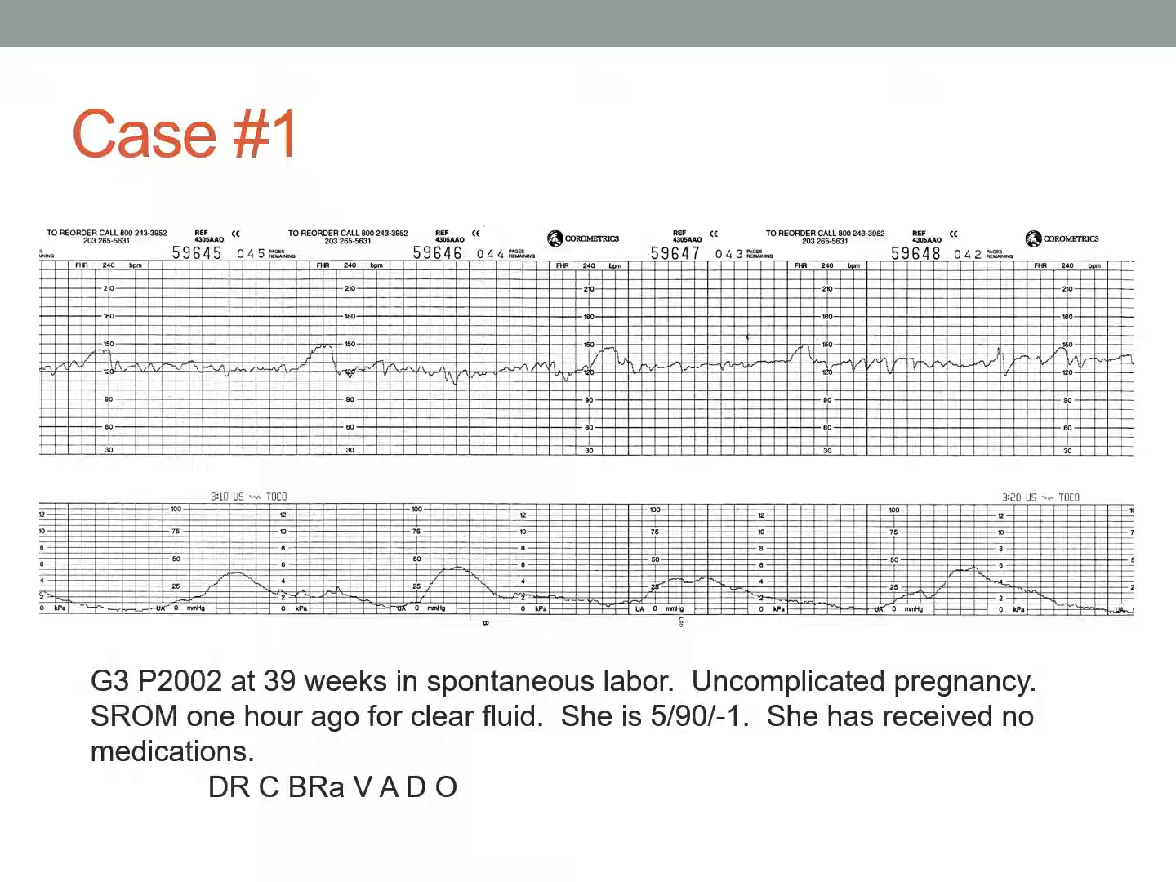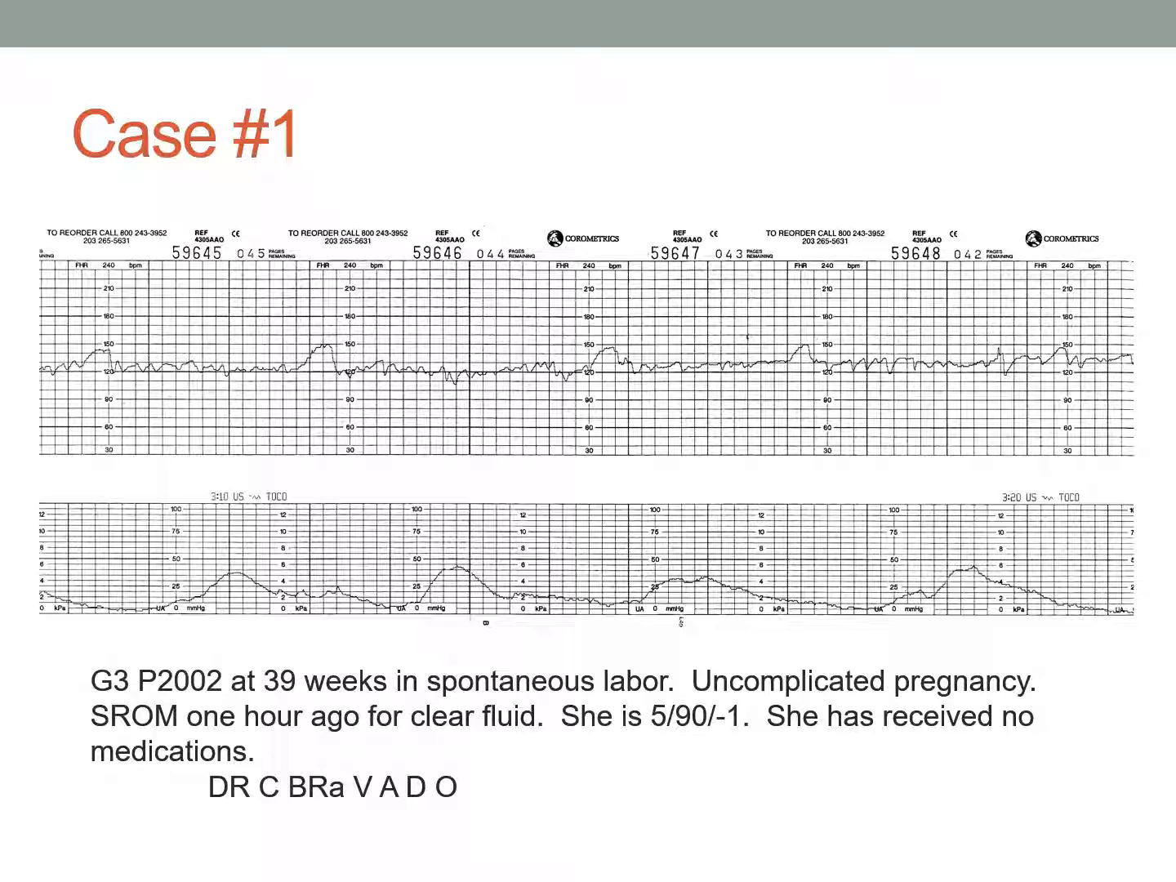G3P2002 at 39 weeks presents in spontaneous labor. She's had an uncomplicated pregnancy to this point, had spontaneous rupture of membranes 1 hour ago for clear fluid. She's 5 centimeters dilated, 90% effaced, -1 station, and has received no medications up to this point. So take 1 minute and run through your Dr. C Bravado mnemonic for this tracing. This is the part of the presentation that, of course, works a lot better in a large group than watching it individually, so bear with me.